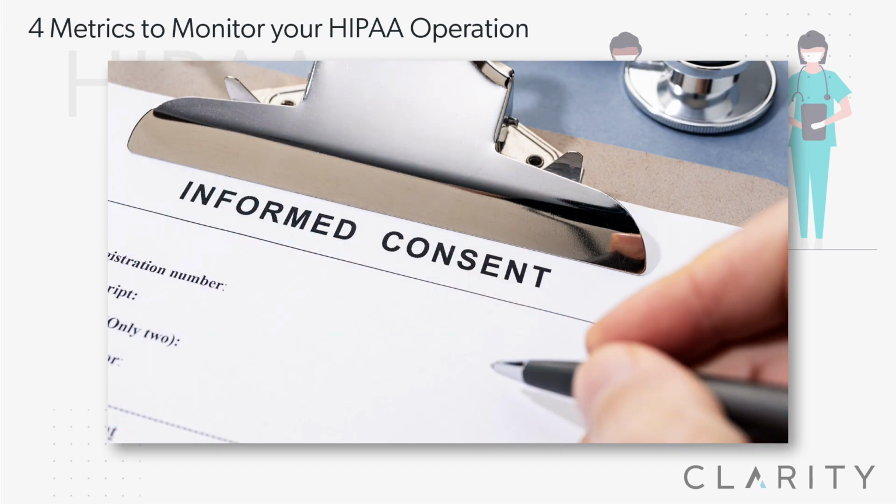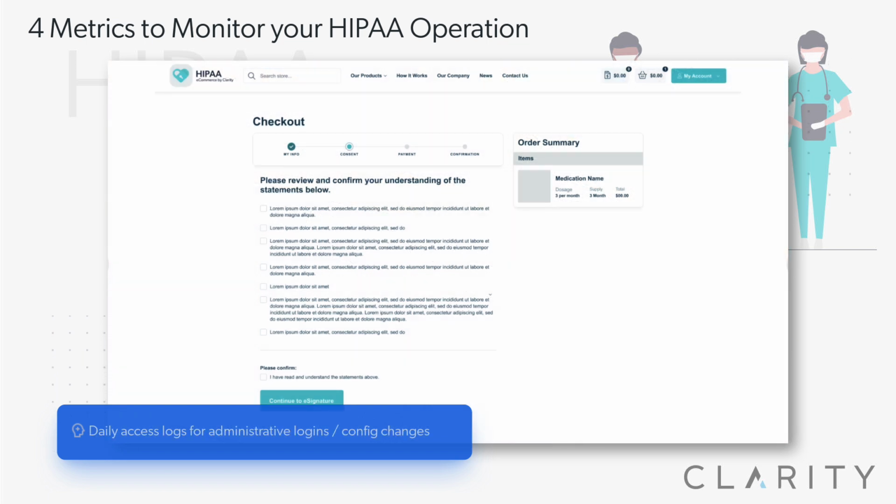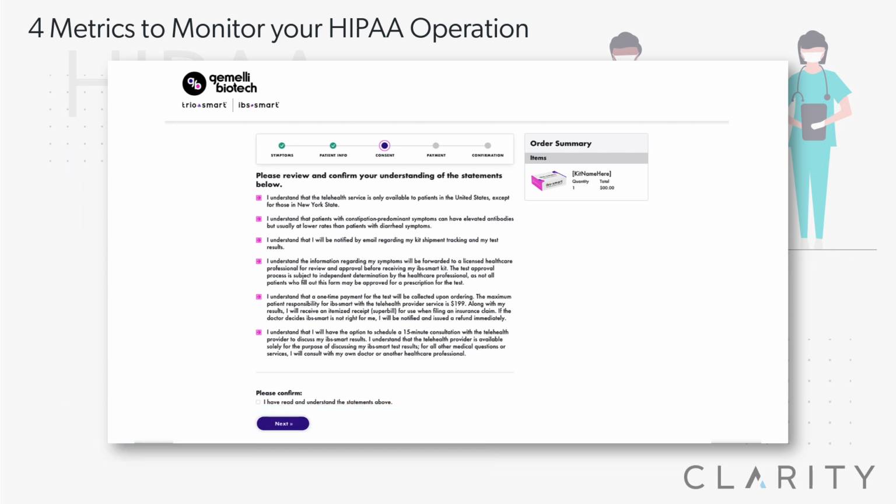Let's dive right in. Number 1, daily access logs for administrative activities. Anytime somebody logs into your application, those should be logged, it should be recorded. We can start looking for things that are strange only if we have the data to record. So we want to make sure that we monitor any administrative activities.